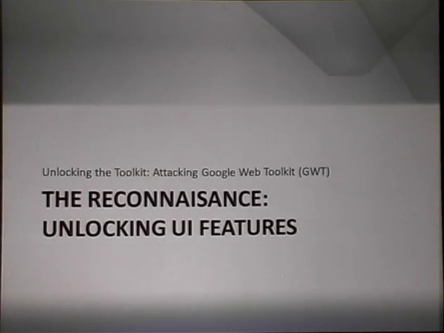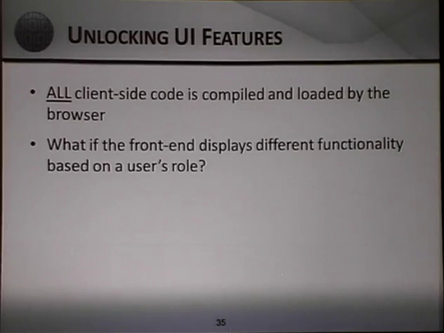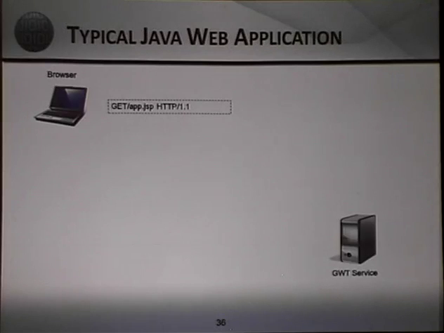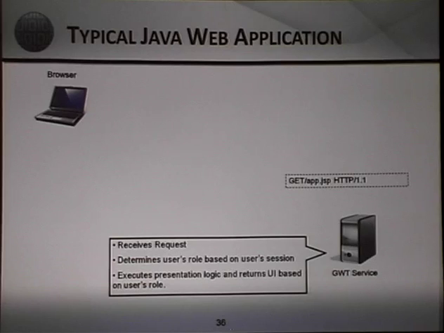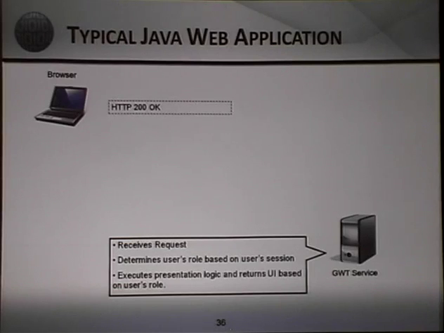So let's discuss some more reconnaissance, how to unlock some UI features. All the client-side code, again, is compiled and loaded by the browser. So what if the front end displays different functionality based on a user's role? Typical web app, we discussed this already. They make a GET request, the server receives the request, determines their role, and then executes the presentation logic, what menus to display, and so on and so forth, and then returns that to the user. The user probably won't have an idea of what's actually available in the application.